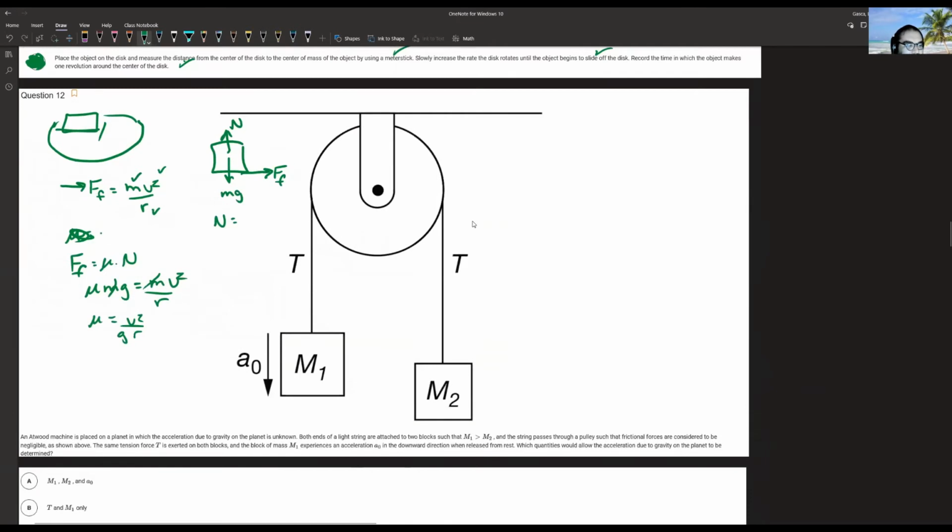Let's go ahead and take a look at question number 12. An Atwood machine is placed on a planet in which the acceleration due to gravity is unknown. Both ends of a light string are attached to two blocks such that M1 is greater than M2. The string passes through a pulley such that frictional forces are negligible as shown above. The same tension force T is exerted on both blocks and the mass M1 experiences an acceleration A0 in the downward direction when released from rest. Which quantities will allow the acceleration due to gravity on the planet to be determined?